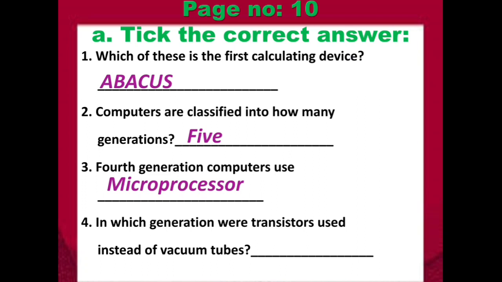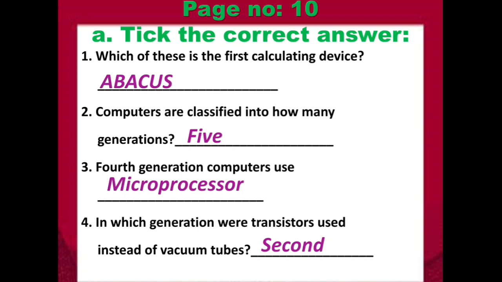In which generation were transistors used? In the second generation, transistors were used. So, see the first one: the first calculating device is called abacus. Computers are classified into 5 generations. In the fourth generation, they use the technology microprocessor. In the second generation transistors were used instead of vacuum tubes.